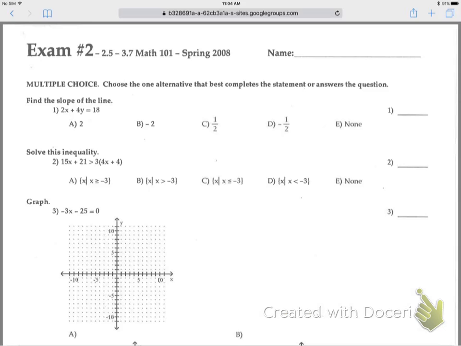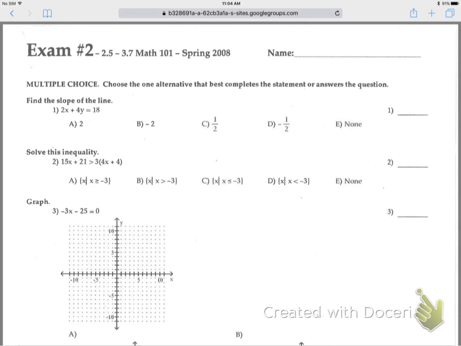Let's try another one. Can we do number 3? Yeah, let's do number 3. Let's graph that one. Oh my god. See if you know how to graph this. I'm just tired of graphing now. Graphed it 7 times.